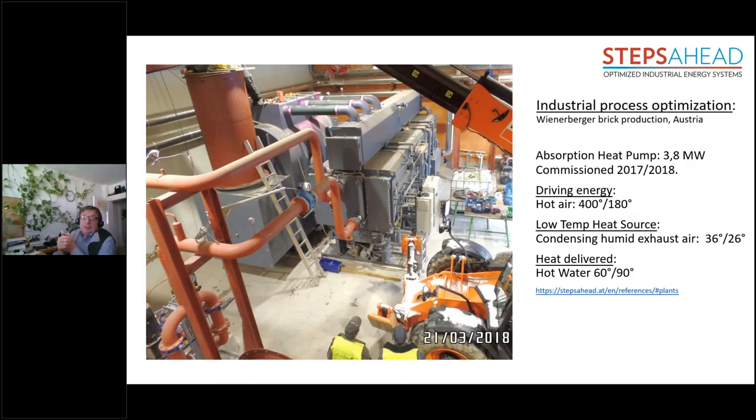This is such a type of absorption machine. It's almost the same. We have installed this machine in 2017, 2018 on a site of the company Wienerberger in brick manufacturing. Left side is the high temperature generator. Right side is the rest of the machine. Thank you. Next slide.